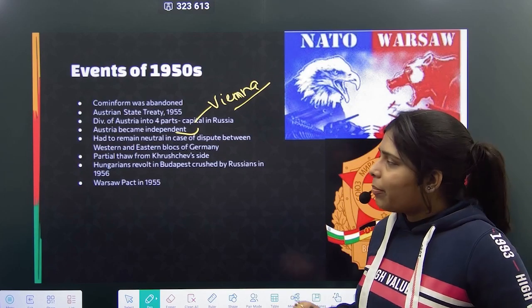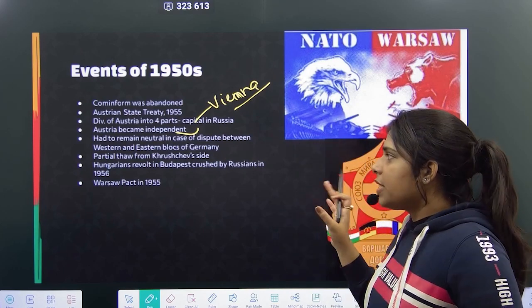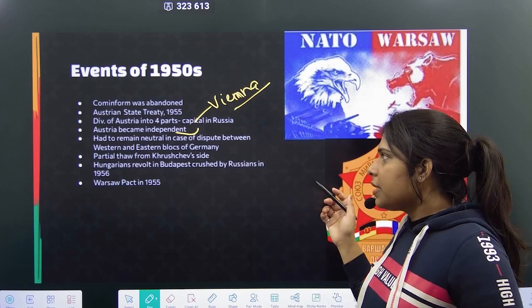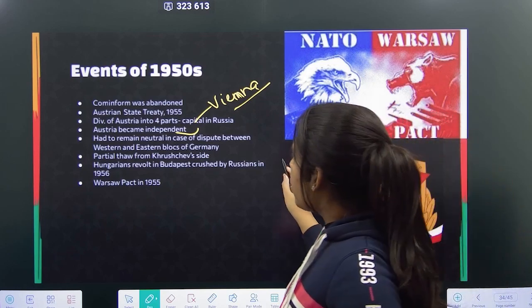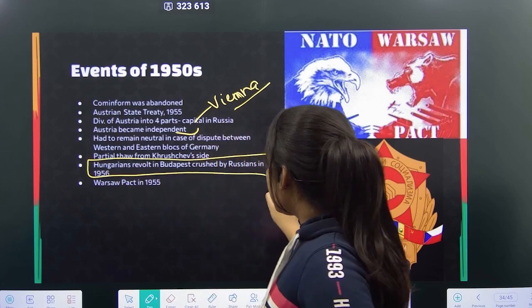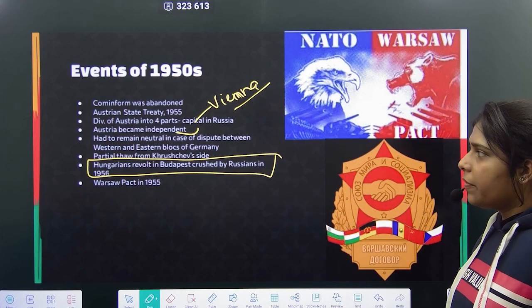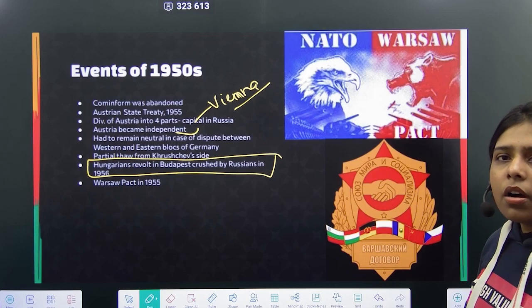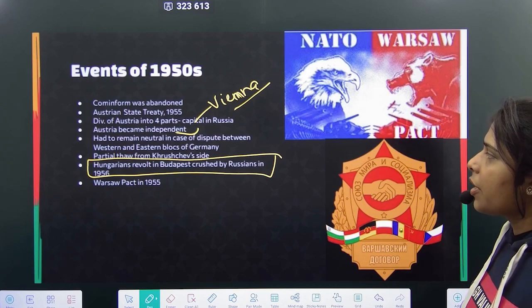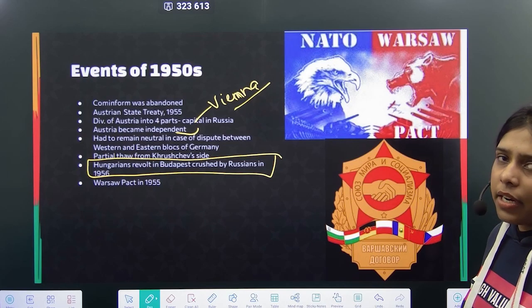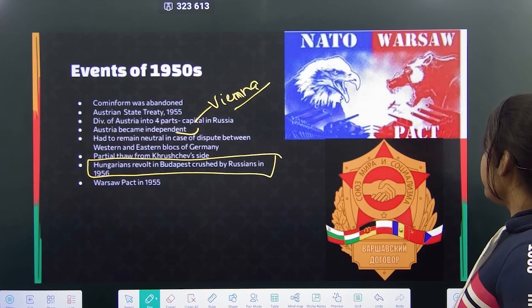Okay. But this entire thing was a facade from Russian side because, when Hungarians revolted in Budapest, the revolt was crushed by Russia. I told you. In 1956. They wanted a more democratic regime, and that revolt was crushed by Russia. And Warsaw Pact, of course, you saw, 1955.